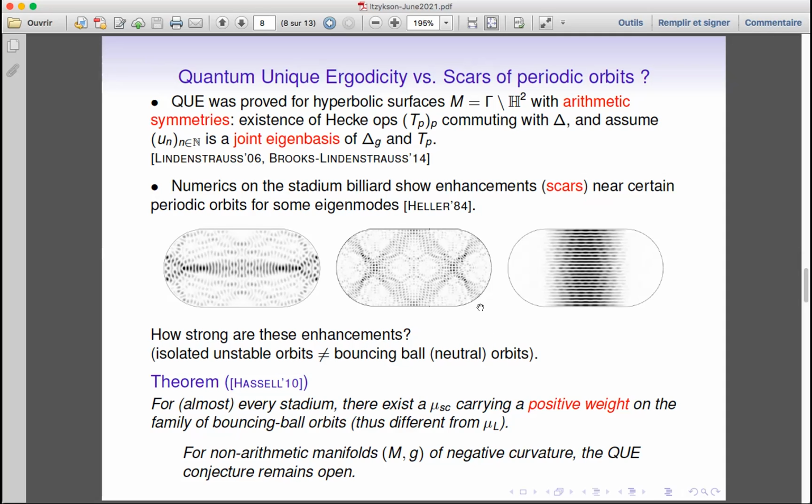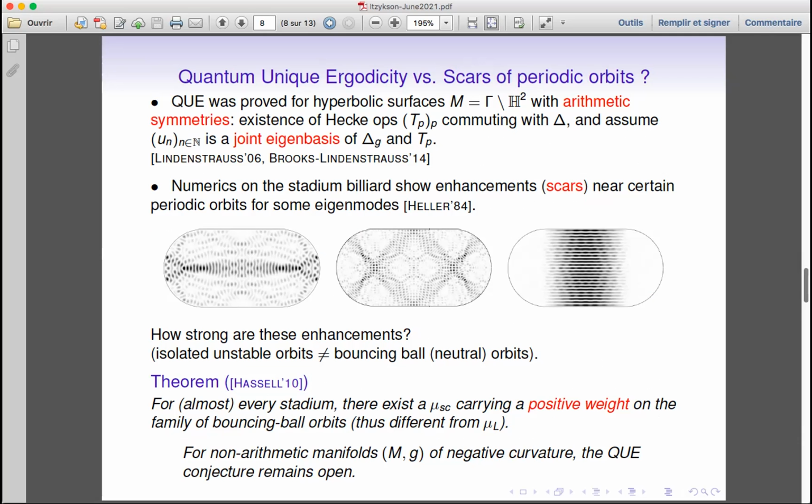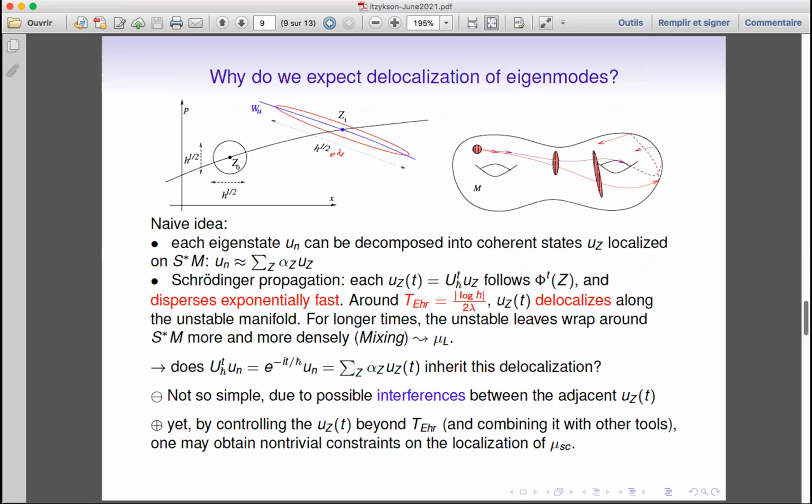So far, the only theorem I know is the theorem by Andrew Hassell, who proved that for this stadium billiard, there exist semiclassical measures which carry some part of these bouncing ball orbits, which contain a singular component with respect to Lebesgue. So it is not just Lebesgue. He proved that for this billiard there is no quantum unique ergodicity in some sense. That's the only result against quantum ergodicity for this type of dynamics. So we don't have any proof or disproof of quantum unique ergodicity for manifolds of negative curvature. We'll still try to say something.